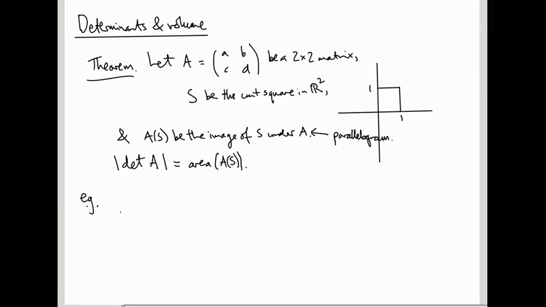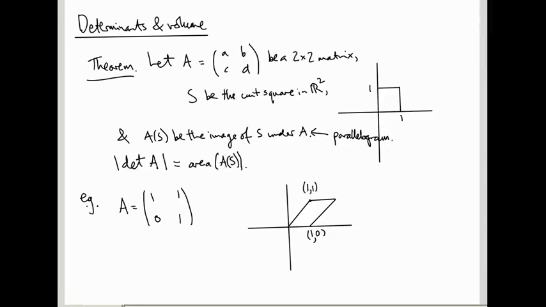Let's take A to be 1, 1, 0, 1, which represents a shear in the x direction. If I apply this shear to my square, it gets tilted in the x direction, and you end up with something that looks like this. So this is 1, 0. This point here is what I get by applying A to 0, 1. So that's 1, 1. And this vertex here is what I get by applying A to 1, 1, which is 2, 1.